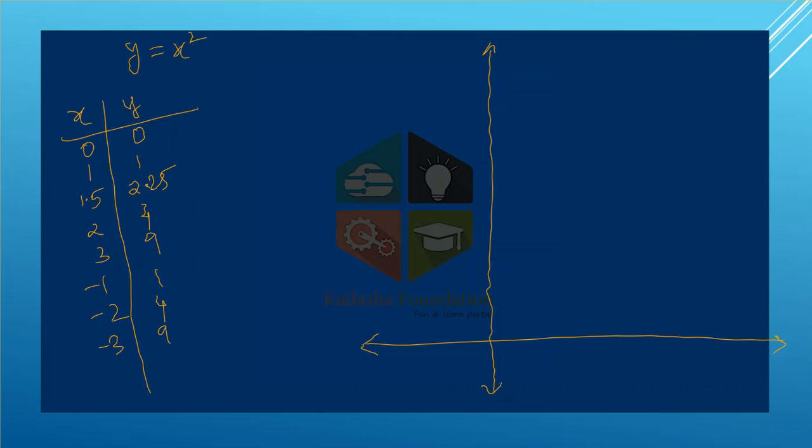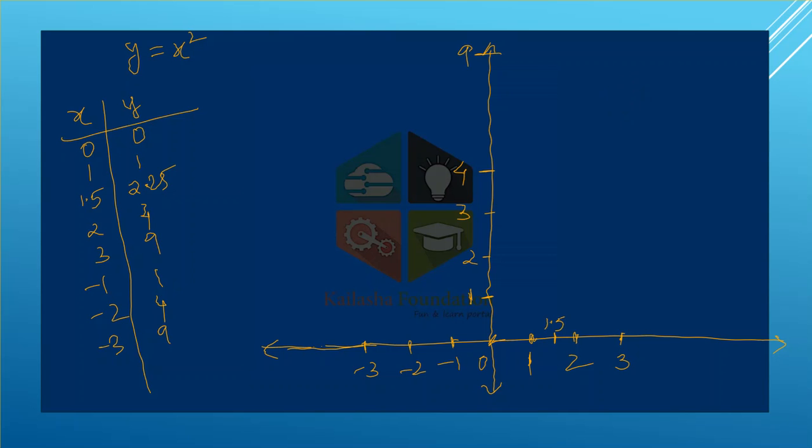Minus 2, then 4. Minus 3, then 9, etc. Now we mark these points on the graph: minus 1, minus 2, minus 3, 0, 1, 2, 3. This is 1.5, 1, 2, 3, 4, and high above there will be somewhere 9.